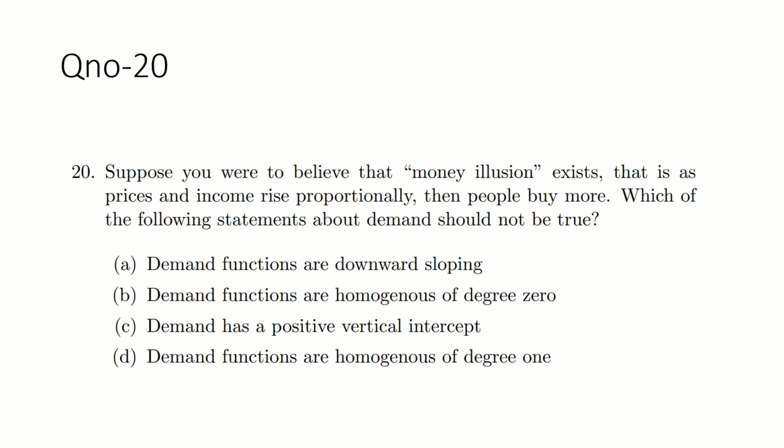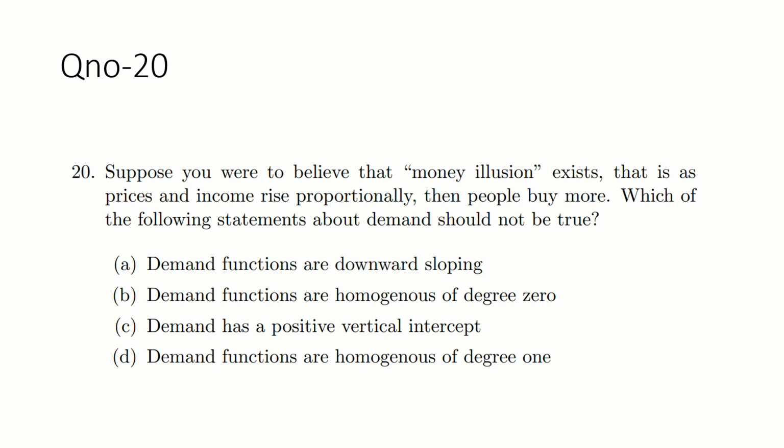Guys, this is so easy. You have to believe that the money illusion exists. Money illusion exists as price and income rise proportionally. Suppose the inflation increases by 4%, then your income also increases by 4%. That is the money illusion. So then people buy more. Which of the following statements about demand should not be true?